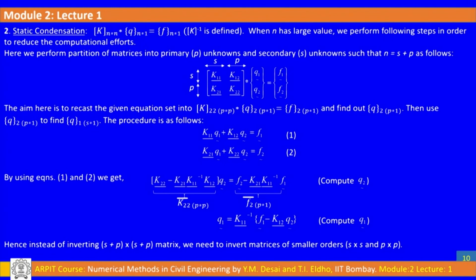Now, the question that may come to our mind: we are still inverting the matrices K11 and the modified K22. However, we realize that compared to N, S and P are much smaller numbers. So, the computational effort required is much less than inversion of the full matrix K, which is of size N by N. So, where do we use this static condensation?